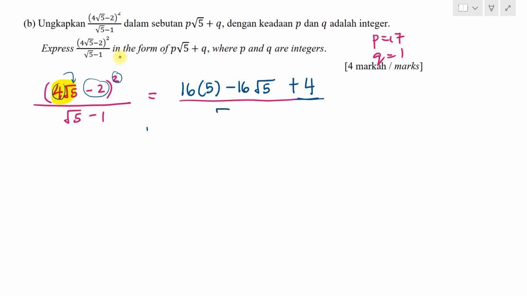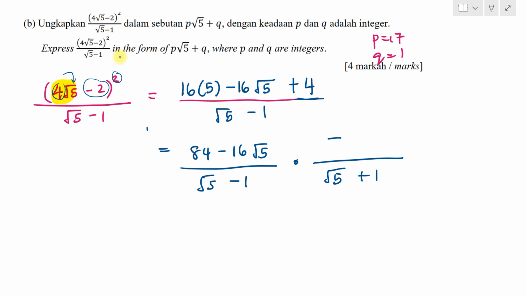And then over surd 5 minus 1. So 16 times 5 plus with the 4 at the end there. So you get 84 minus 16 surd 5 over surd 5 minus 1. Definitely this cannot be the answer because this is a fractional answer and the denominator has a surd. So we need to rationalize this.